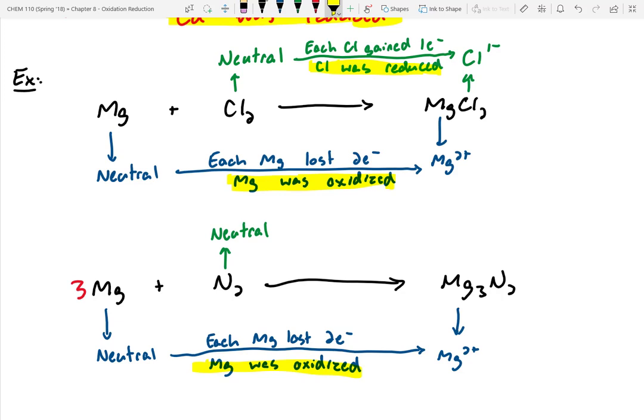All right, let's do the nitrogen on the one below. What charge does nitrogen normally have when it's ionic? -3. Okay, so we'd say N3 minus. So in this example, we'd say each nitrogen gained 3 electrons. That means that nitrogen was reduced.